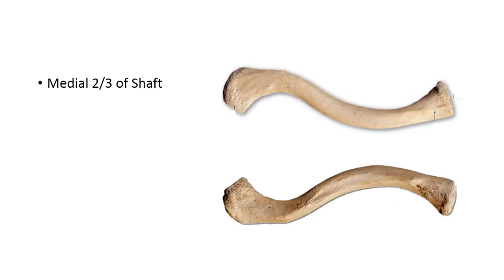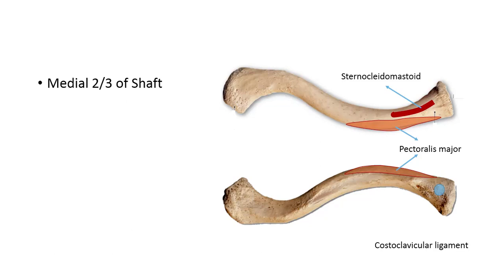Now the attachments on the middle 2/3 part of the shaft. On the anterior surface there is attachment or origin of pectoralis major muscle. So this is the origin of pectoralis major muscle. Then on the superior surface there is origin of sternocleidomastoid muscle. This is sternocleidomastoid. And then on the inferior surface, medial end, the costoclavicular ligament. So this is the costoclavicular ligament.